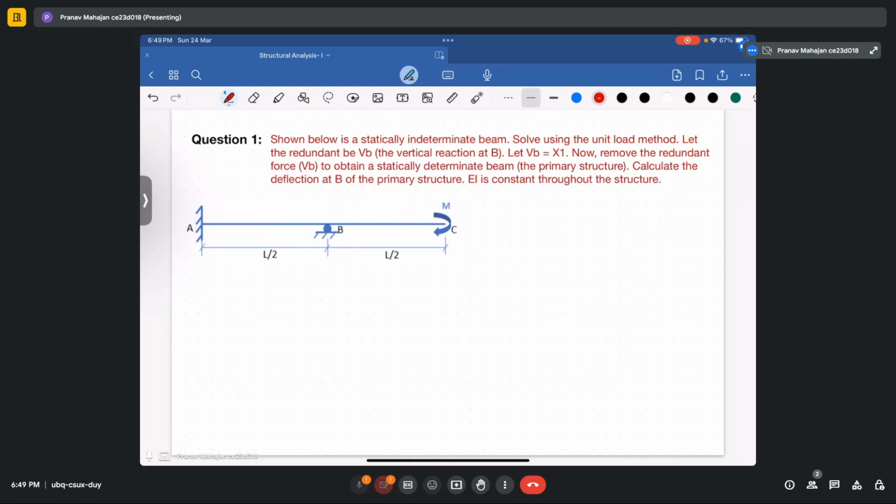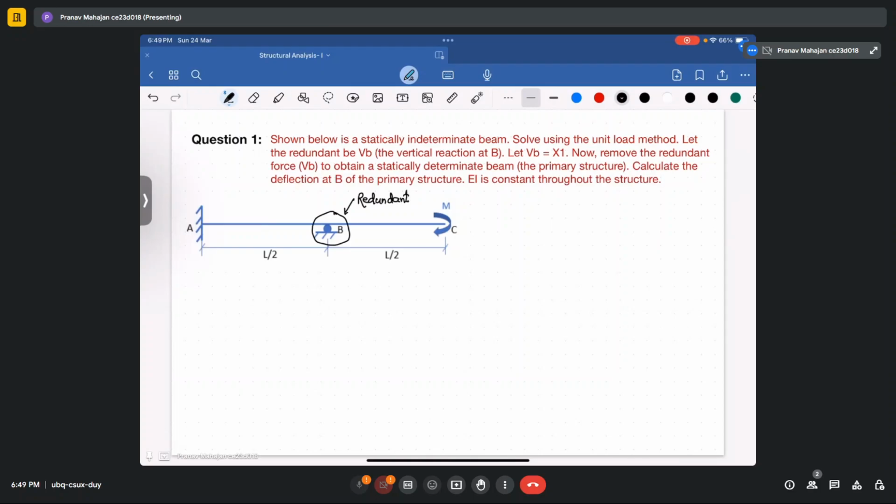Let VB equal to H1. Now remove the redundant VB to obtain the statically determinate beam, that is the primary structure. Now calculate the deflection at B of the primary structure where EI is constant throughout the structure. So in this, what they have said is that this is your redundant. Remove this redundant and then solve the problem.